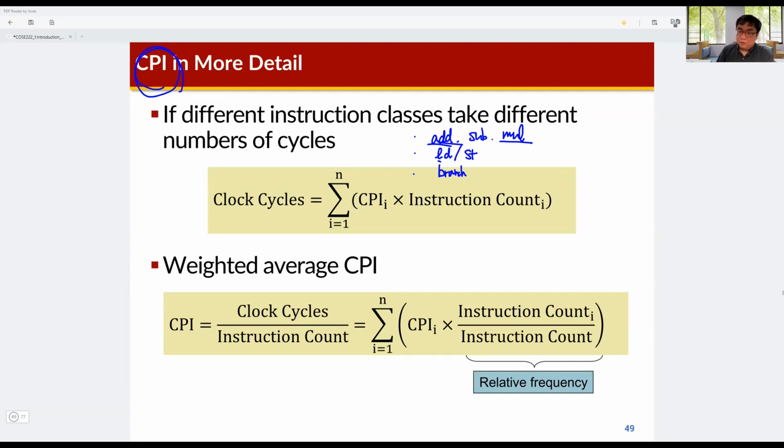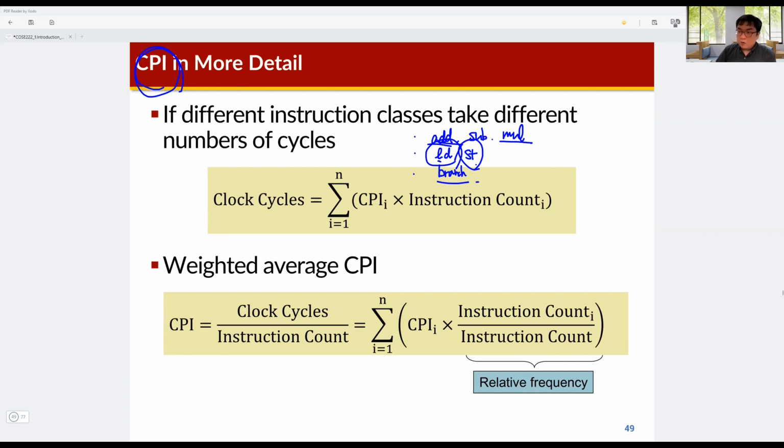It's the same for the load and store instructions and the branch instruction. The load or store instructions may consume more cycles than the add and sub instructions. The branch is the same. So there are different kinds of instructions executed by the processor, and that means the required clocks for these different types of instructions can be different, usually different. So how can you measure the CPI for this case?